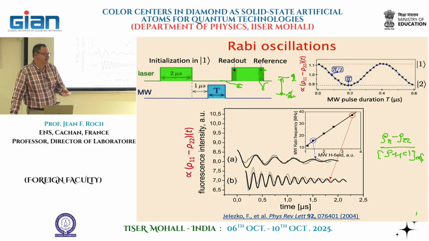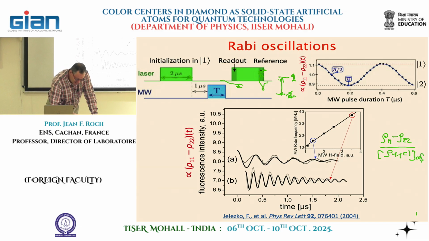We have three possibilities, T1, T2 star, T2. What would you say? T2 star, exactly. So the decay here is at T2 star.